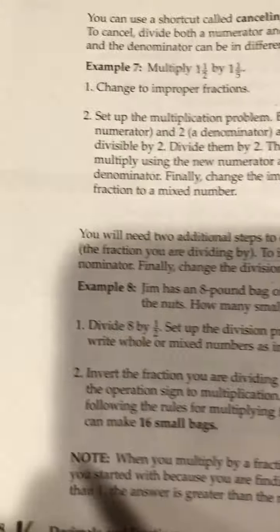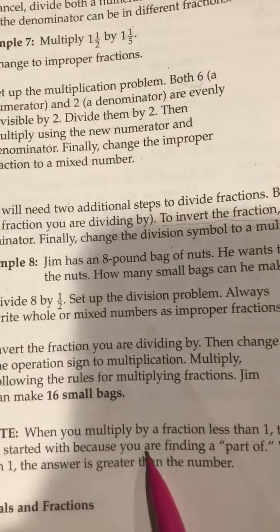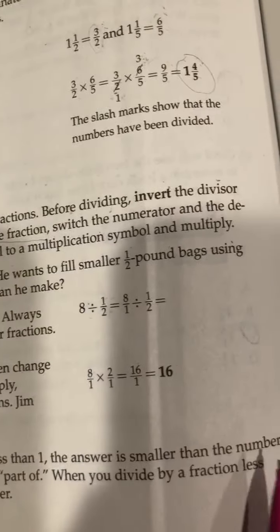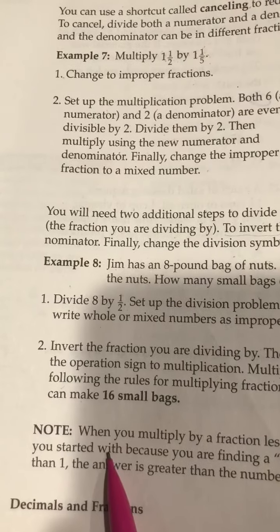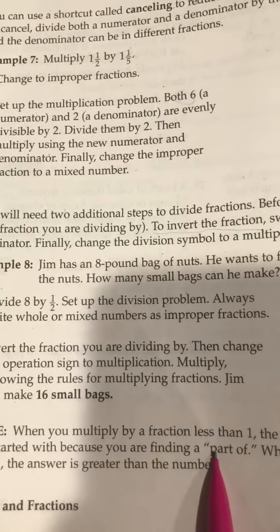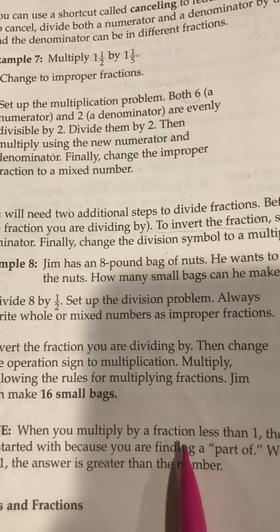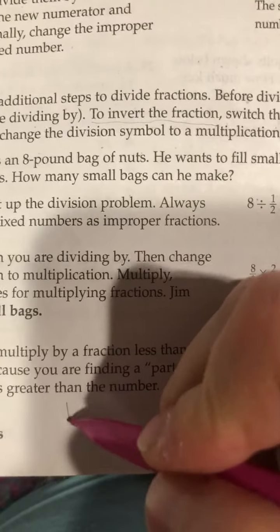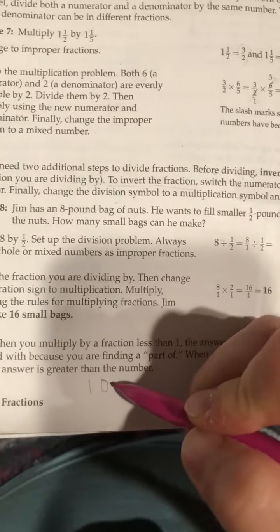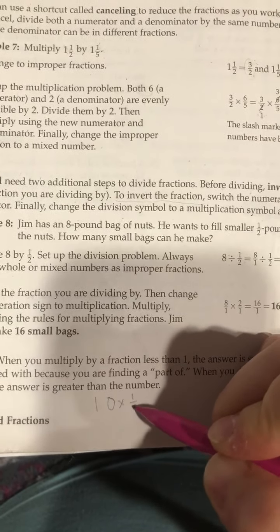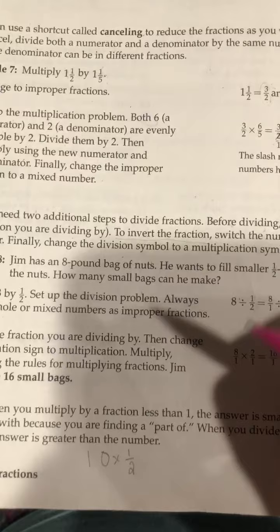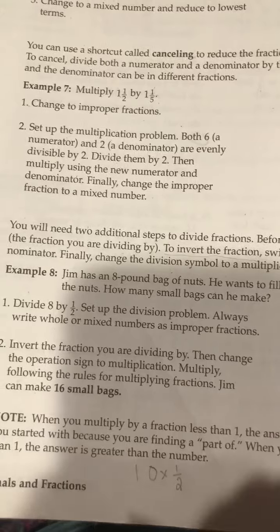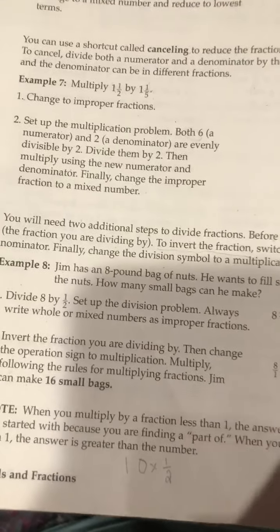Okay? There's a note here at the bottom of the page. It says when you multiply by a fraction less than 1, the answer is smaller than the number that you started with because you are finding a part of. So, for example, if I had 10 times 1 over 2, okay? This is a half of 10. This question is the same as what is half of 10?